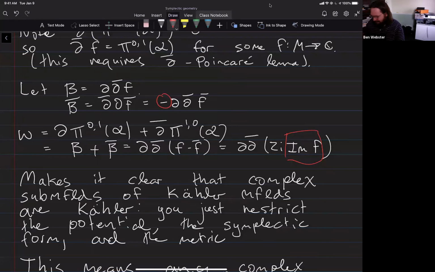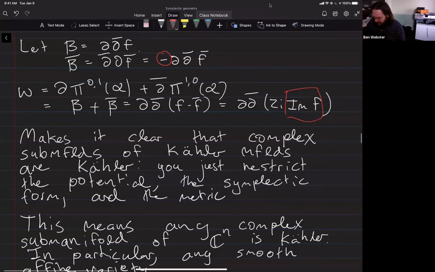All right, so good. Kähler potentials exist. One thing that's nice about this is it makes it clear that complex submanifolds of Kähler manifolds are Kähler, because you just restrict the Kähler potential. This has the effect that you restrict the symplectic form, you restrict the metric, and the Kählerness descends to this complex submanifold. So this is a really good way of cooking up interesting Kähler manifolds.